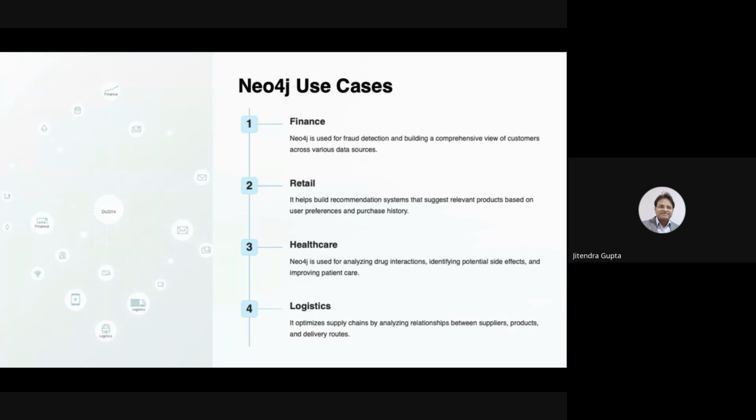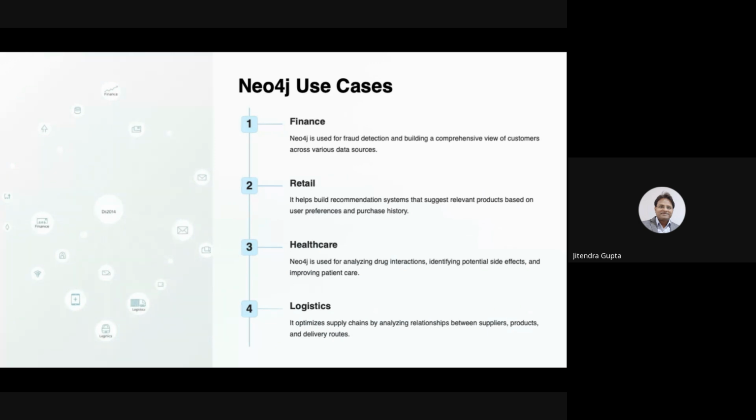Okay, right. So coming to the use cases, there are a few use cases that I have highlighted at a very high level. It can be used for finance, retail, healthcare, logistics. If I talk about finance, it is used for fraud detection, as I have spoken about earlier. And it builds a comprehensive view of the customer across different data sources.